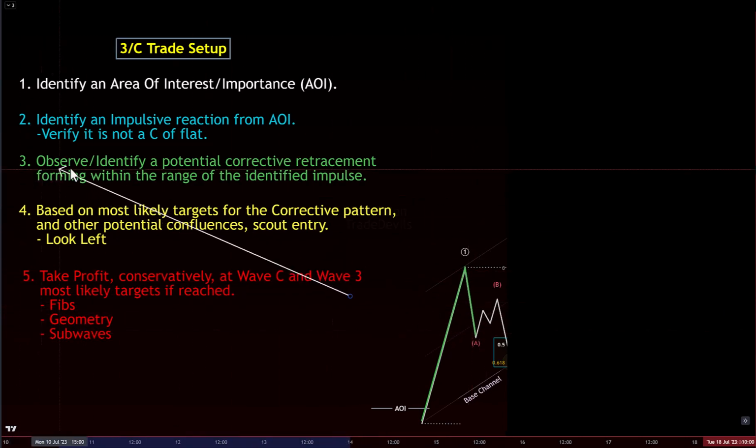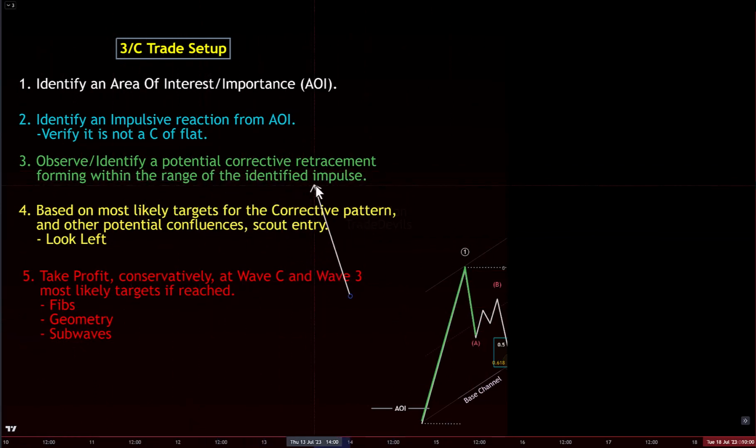All right, and what does number 3 say? Observe, identify a potential corrective retracement forming within the range of the identified impulse. So from here, we're not entering anything yet. We're still observing. We think that we've identified a zigzag in progress. So now we're going to look left. We're going to set up our next section here, which is number 4.